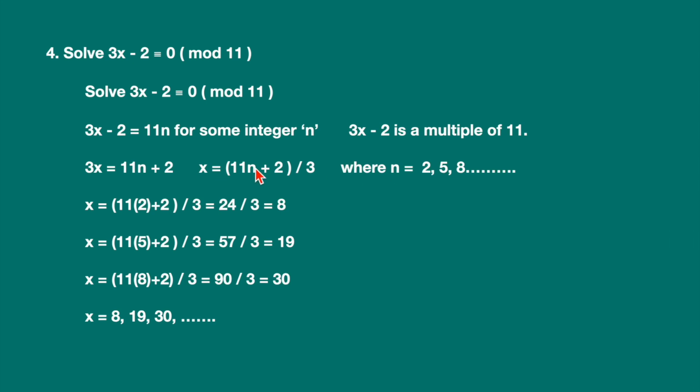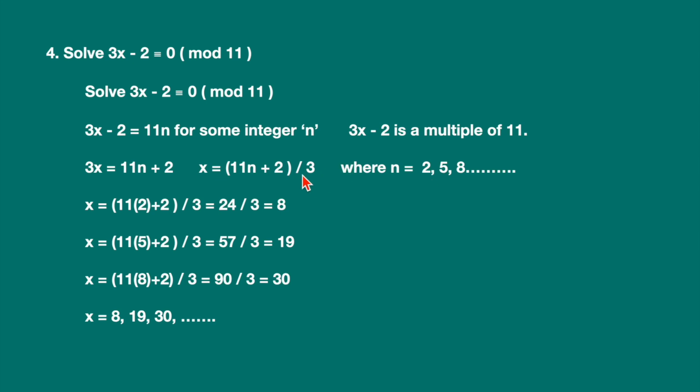Put n is equal to 1. 1 into 11 is 11. 11 plus 2 is 13. It is not divisible by 3. Let's try with 2. n is equal to 2. 2 into 11 is 22. 22 plus 2 is 24. Divided by 3 is 8. So the first n is 2, not 1, for us in this sum.